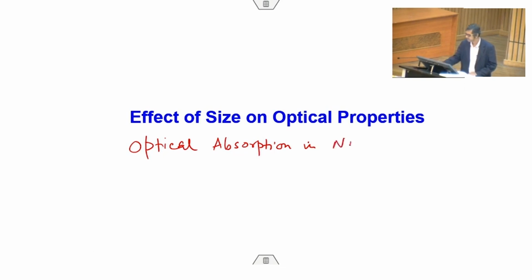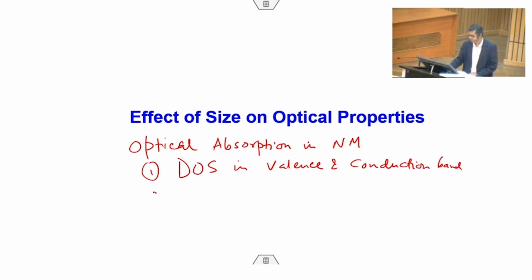First one is the density of states in the valence and conduction band. We already have discussed the density of states or DOS in the valence and conduction band. Right. The second one is what is known as quantization of energy levels, right.